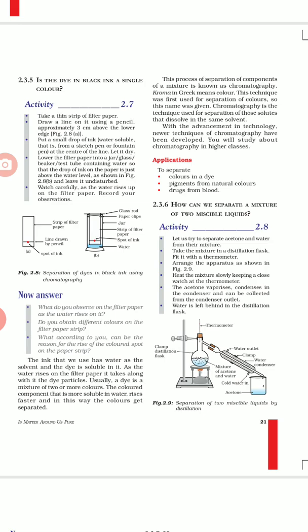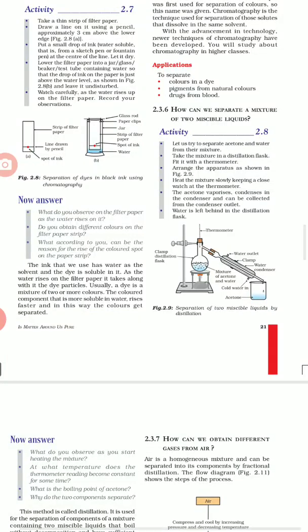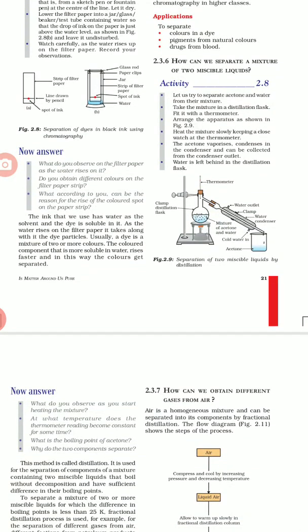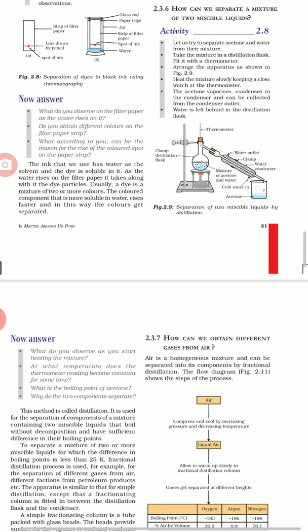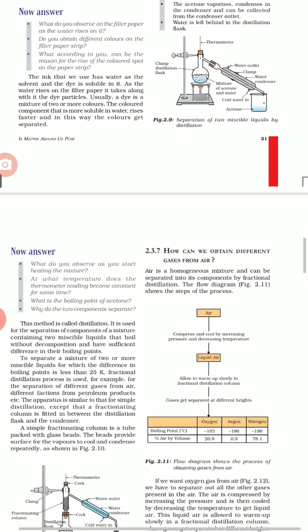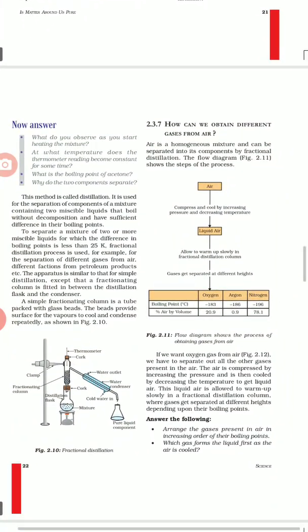Okay, we had discussed the separation of two miscible liquids. Miscible means the liquids which can mix with each other. Yes, we had seen the two techniques for it. First one was distillation and second one was fractional distillation. Yes. Okay, so now what are we going to discuss today?